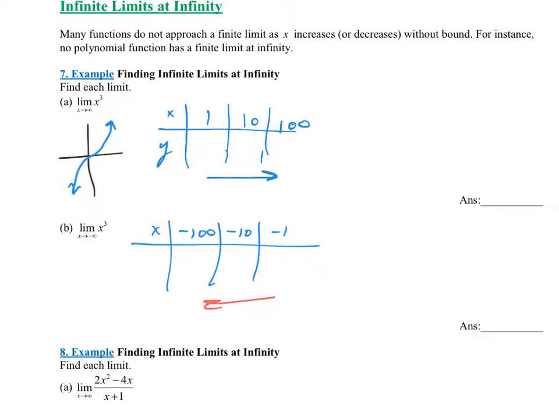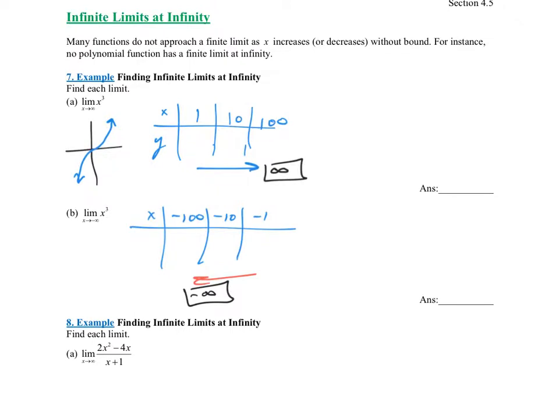Plug these values into your calculator and you will see what's happening. As you go to the right, you approach infinity. You'd have 1, then 1 with a bunch of zeros, then 1 with even more zeros. These aren't the exact numbers, but fill in that table. You're going to see it goes to infinity as we go to the right, and as we go to the left, it goes to negative infinity. The sign does matter, so be careful with those. That's an infinite limit at infinity.